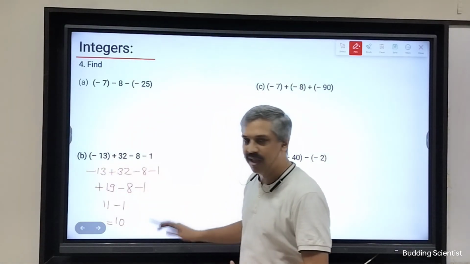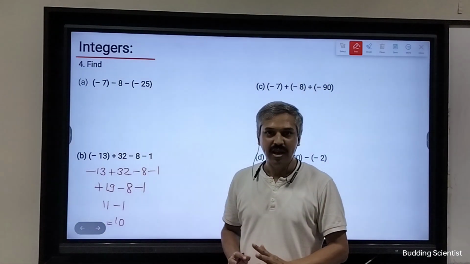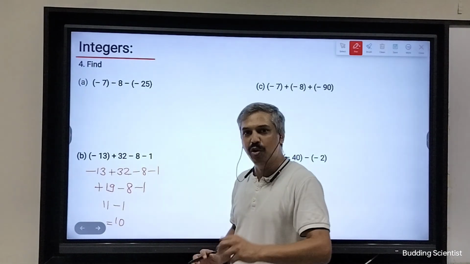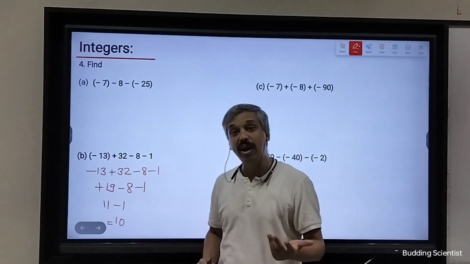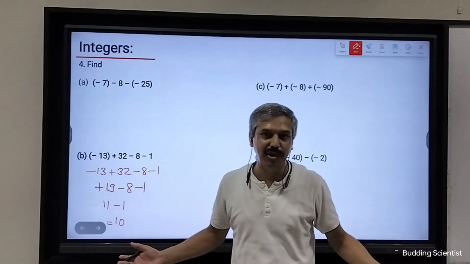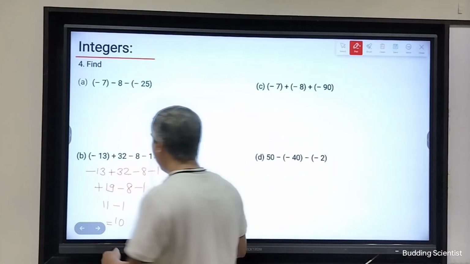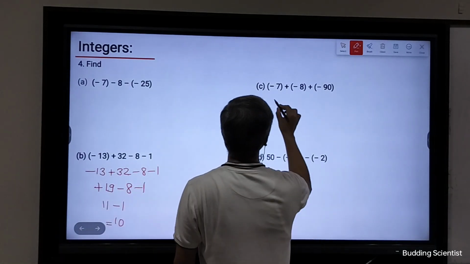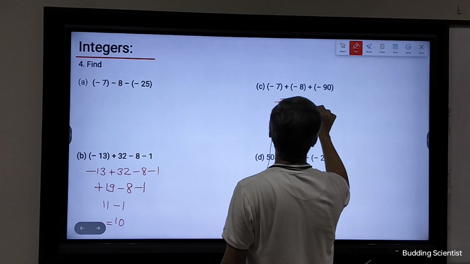You can solve by any method, you'll get the right answer, provided you're following the basic steps correctly. If you write 5 plus 5 is equal to 10, no matter which way, which method you solve, you will get 10. But if you write 5 plus 5 is equal to 8, you are never going to get it right. That's mathematics. Next question, C, minus 7, minus 8, and then minus 90.